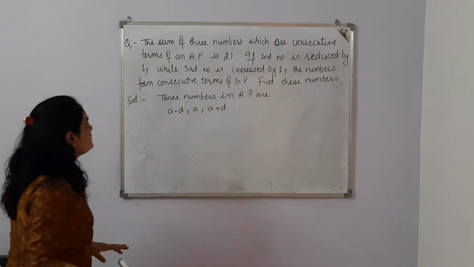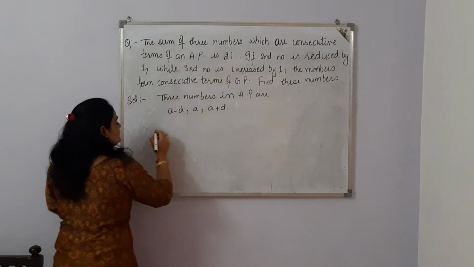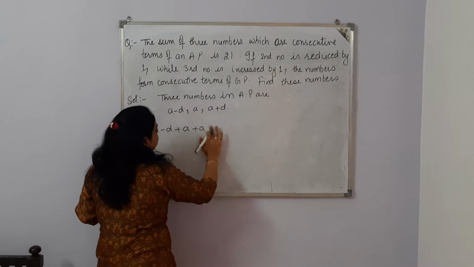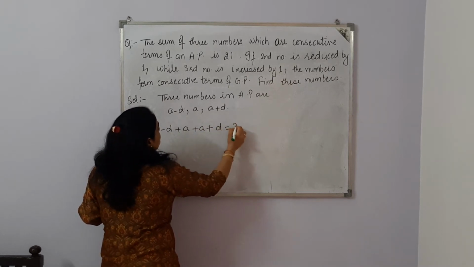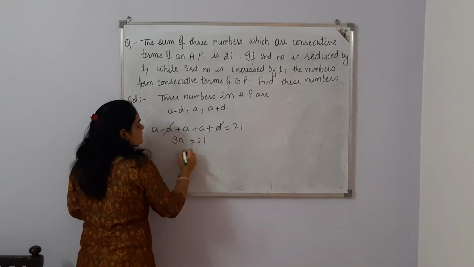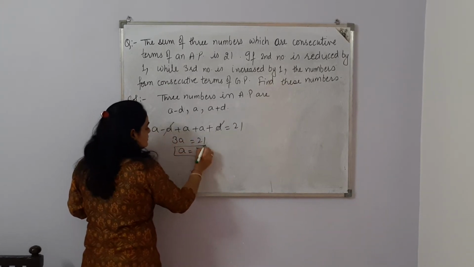So its sum is 21. The sum of three numbers is 21. So A minus D plus A plus A plus D is equal to 21. So D will cancel out with D. 3A is equal to 21 and we'll get A's value is equal to 7.